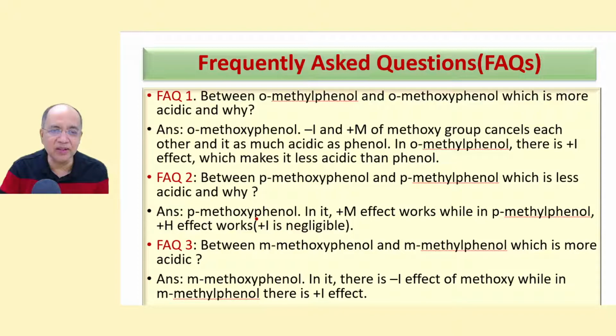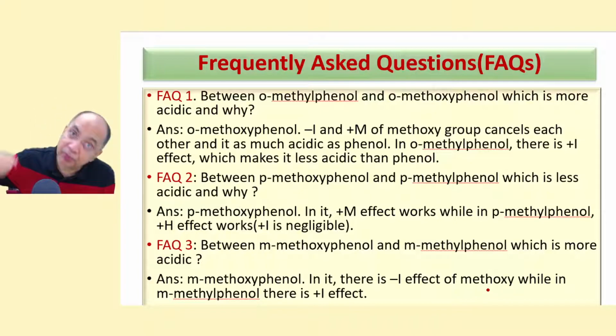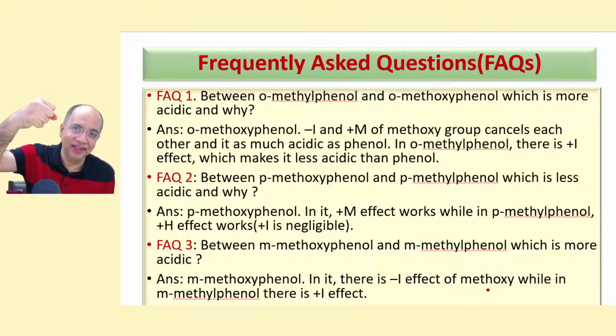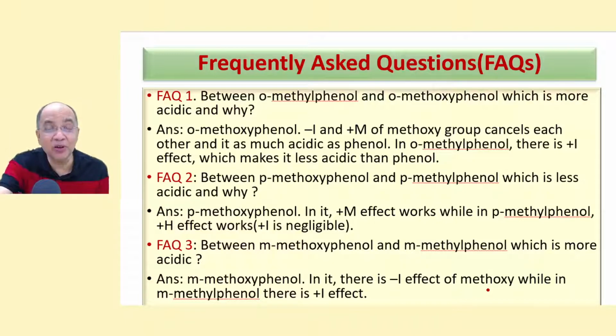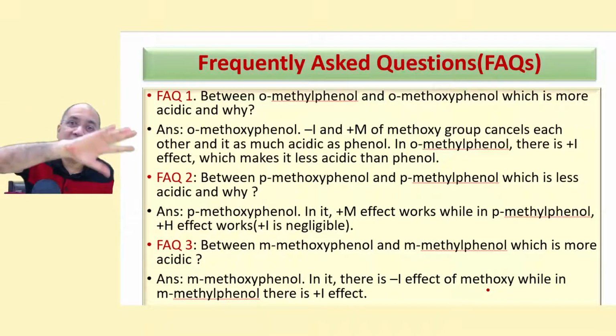So once again the answer is paramethoxy. Here it is less acidic, the previous question was more acidic, right? And the third, between metamethoxyphenol and metamethyl phenol, which is more acidic? Again metamethoxy, because the minus I effect comes into picture in meta position. But in metamethyl, plus I is still there. There is no O. So metamethoxyphenol is more acidic. Here metamethoxyphenol is even more acidic than phenol itself.